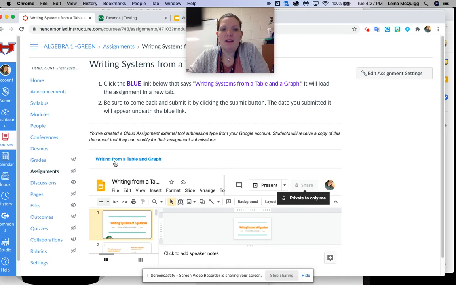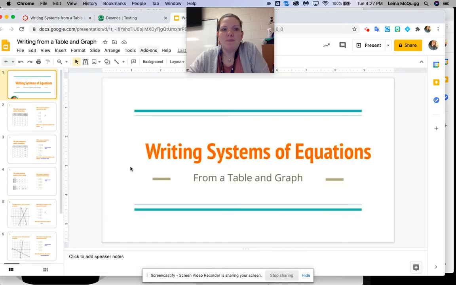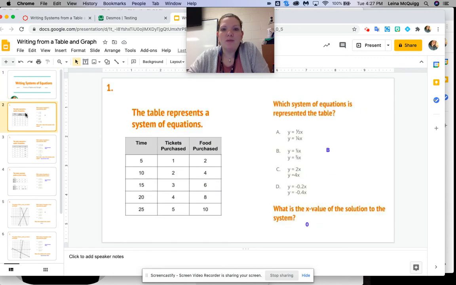Go ahead and click this blue link, open this up in a new tab so that it's not really tiny. You can see it. I'm going to work a couple problems with you, and then I'm going to let you work the rest of them on your own. I got some answers already on here. Obviously you see the answers right there.